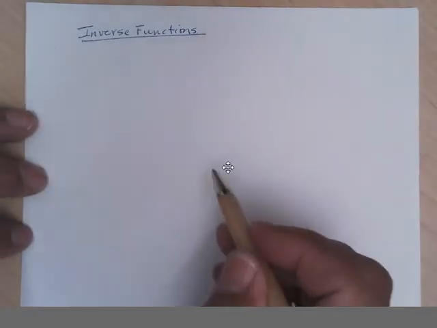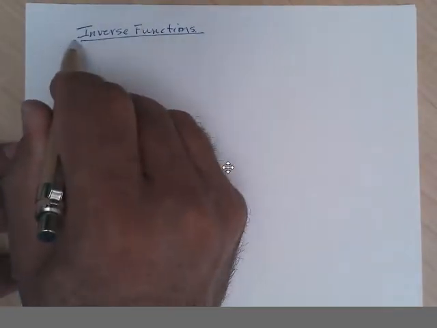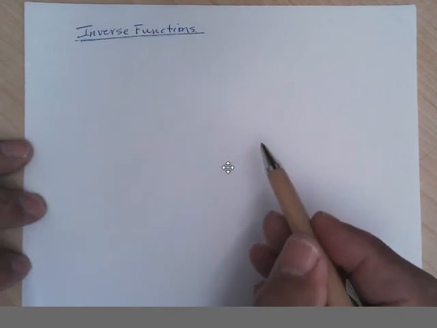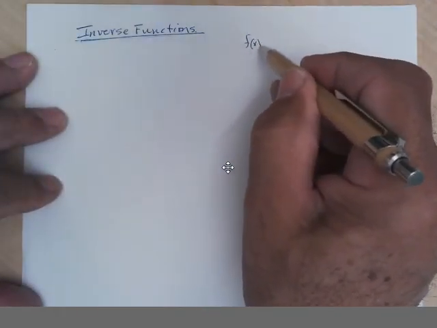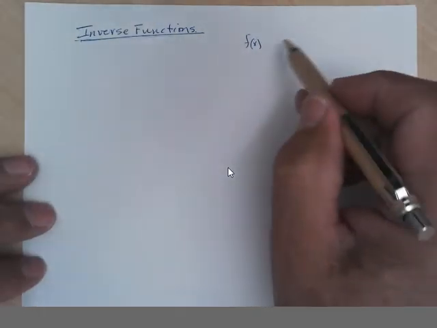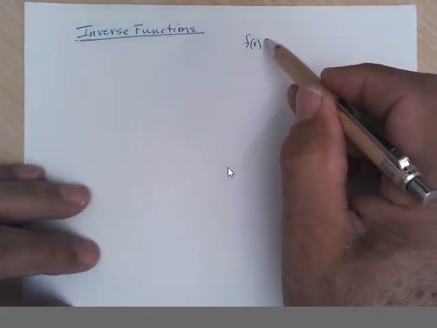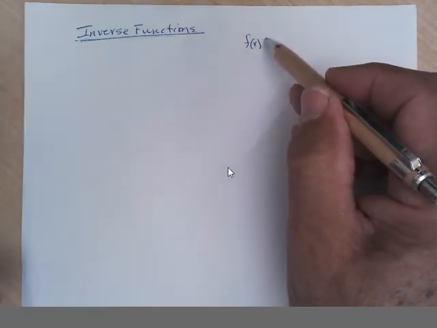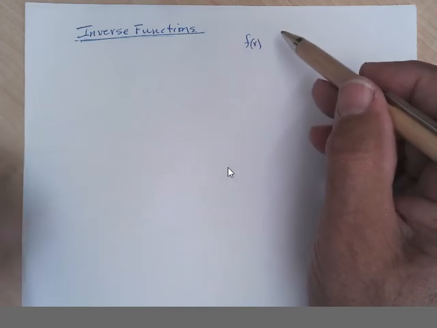Okay, let's talk about inverse functions. First of all, what's required to be a function? If something's a function, f of x, then if you pick an x, you only get one value out for f of x.